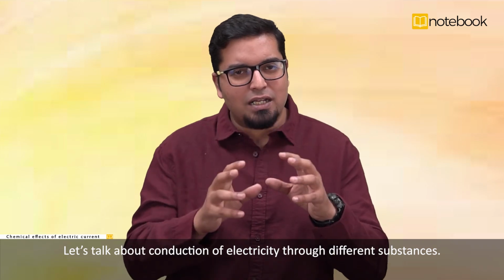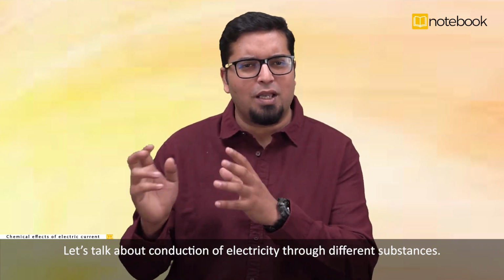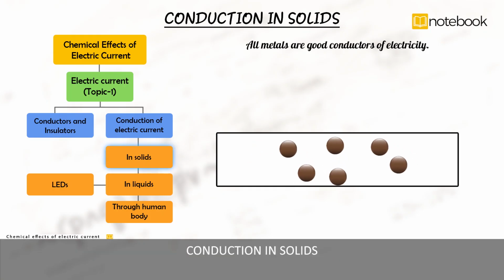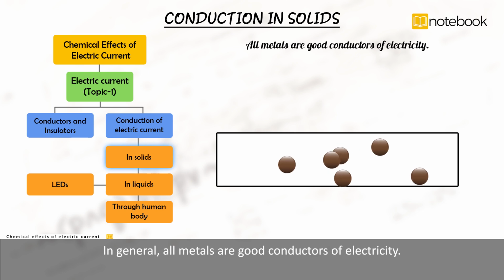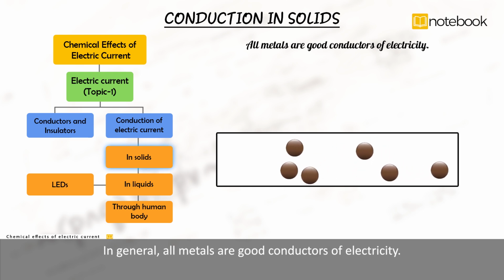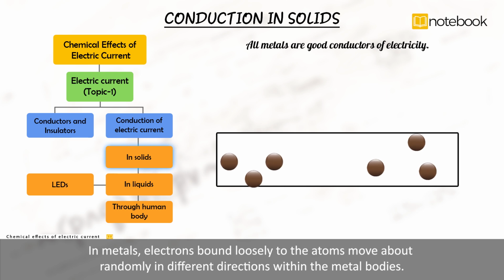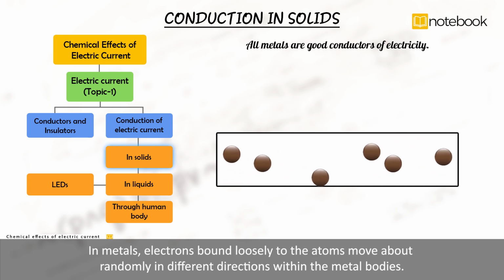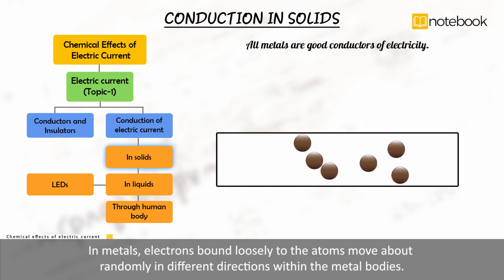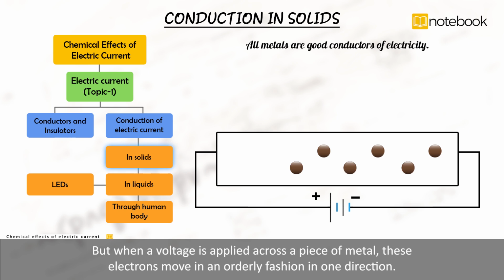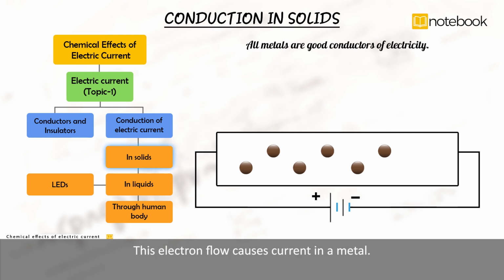Let's talk about conduction of electricity through various substances. Conduction in solids. In general, all metals are good conductors of electricity. In metals, electrons bound loosely to the atoms move about randomly in different directions within the metal bodies. But when a voltage is applied across a piece of metal, these electrons move in an orderly fashion in one direction. This electron flow causes current in a metal.